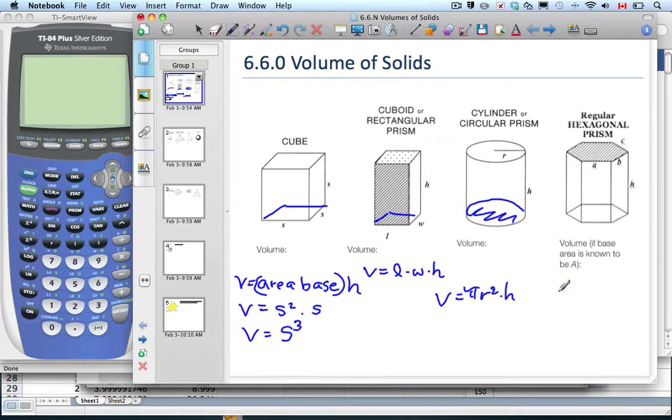All right, and for this one here, the area of the base is known to be A. So we are assuming that the area of that base is big A. So this whole thing right here is large A, times height, H. They all kind of look the same. Area of the base times the height. Okay, let's go to our next figures.